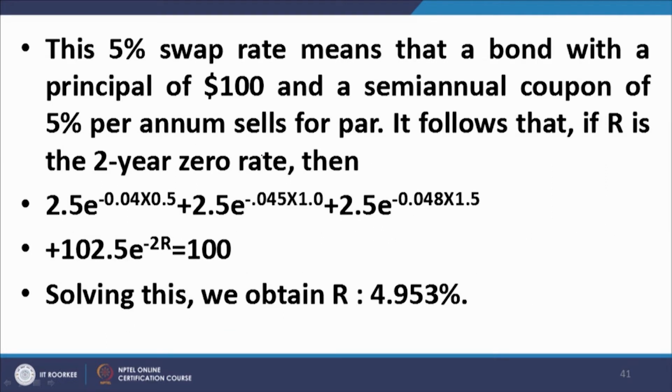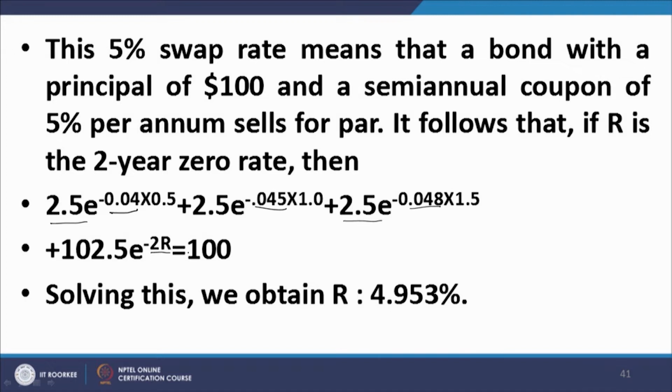So, here is the solution. If you look at the solution, 2.5 at the end of 6 months is being discounted at the 6 month zero rate, which is 4%. The 2.5 that is occurring at the end of 1 year is being discounted at 4.5%, which is here for 1 year, and then you are getting 2.5 at the end of 18 months, which is being discounted at the 18 month spot rate, which is 4.8, and then you have a final cash flow of 100 of principal and 2.5 of the coupon, and that is being discounted for 2 years. So, we have 2R, where R is the 2-year spot rate.